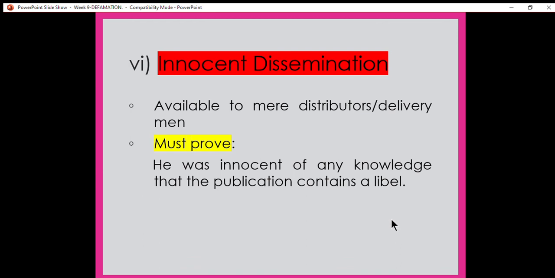So overall, we have about seven defenses available to the defendant.